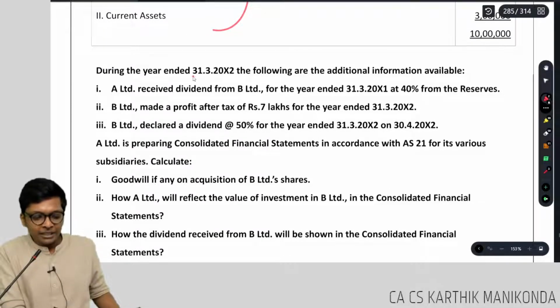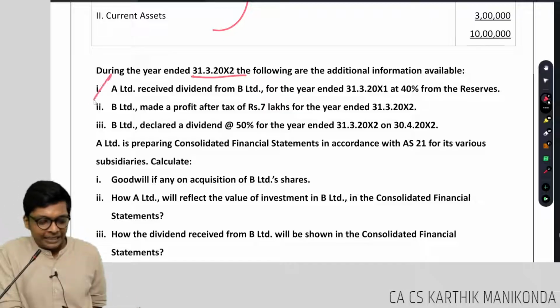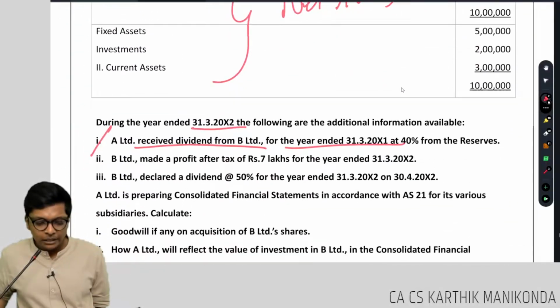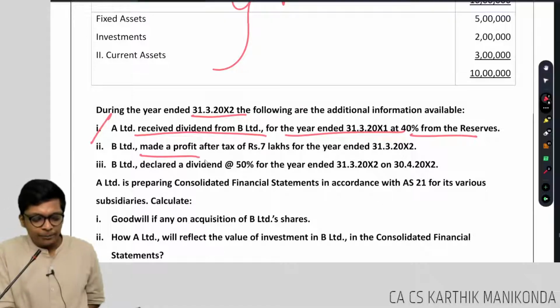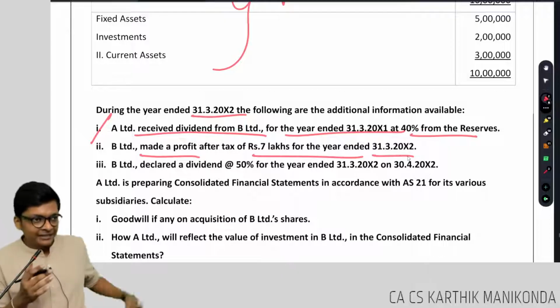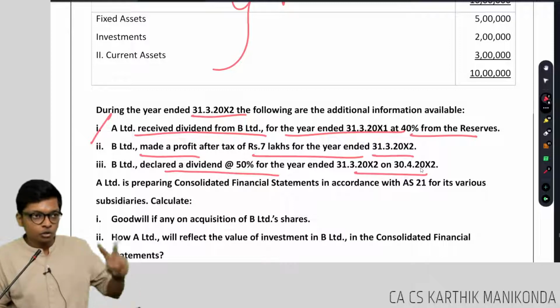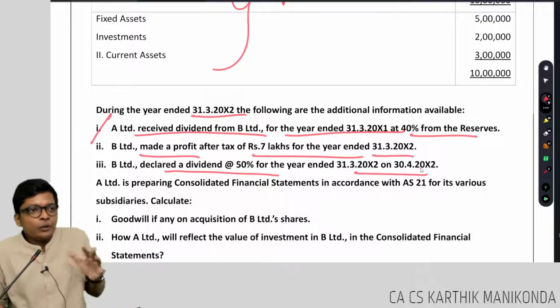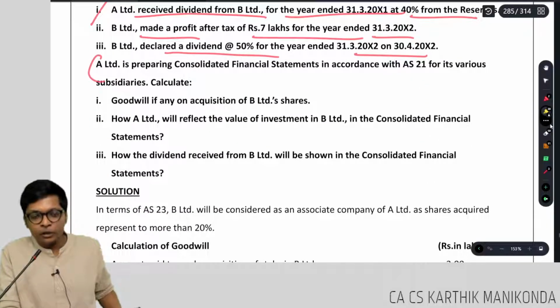Look at this. During the year 31st March 2022, following additional information is given. A Limited received dividend from B Limited for the year ended 31st March 2021 at 40% from reserves. B Limited made a profit after tax of 7 lakhs for the year ended 31st March 2022. I am not giving any hint, guys, just reading. Then B Limited again declared dividend of 50% for next year. So 2 dividends. That means one could be pre, one could be post. You need to identify. This only is an assumption which is default in all sums.